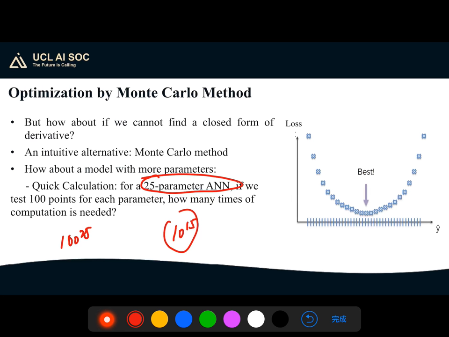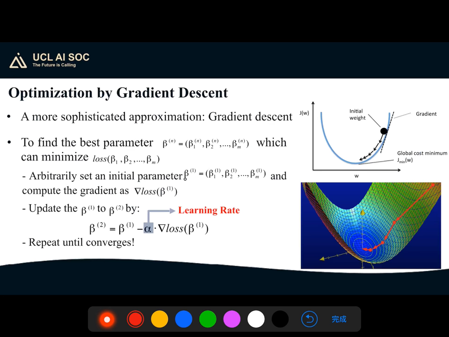It's impossible, in fact, to calculate it until the end of the world. We cannot compute the best parameters using this kind of method. So we have another alternative. We have a more sophisticated approximation by using gradient descent.